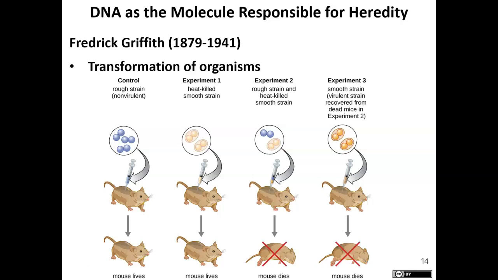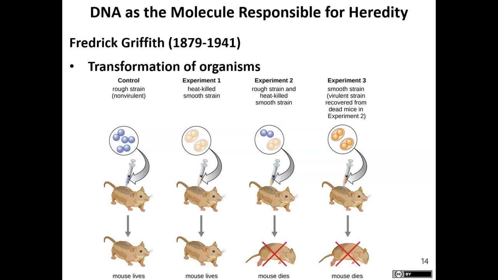So then he looked at the rough strain that were living and the heat-killed smooth strain, both of the non-virulent experiments, and he put them together and the mice died. And not only did the mice die, but when he looked in their blood, he was able to isolate the pathogen. But the pathogen was not just rough, there was also living smooth bacteria.